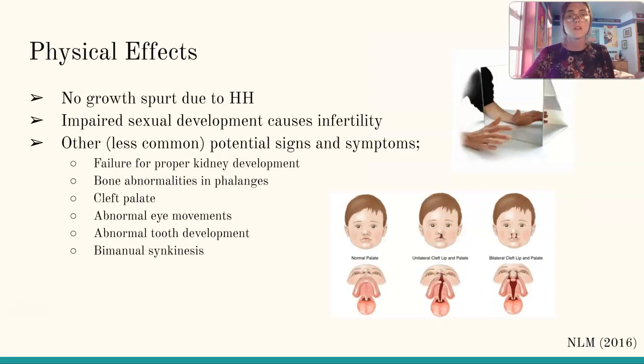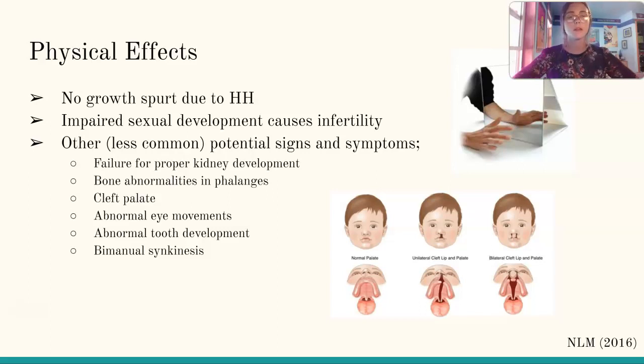In both sexes, we see an overall lowered growth spurt due to that hypogonadotropic hypogonadism, and also because of the impaired sexual development, a lot of individuals with Kallmann syndrome experience infertility.